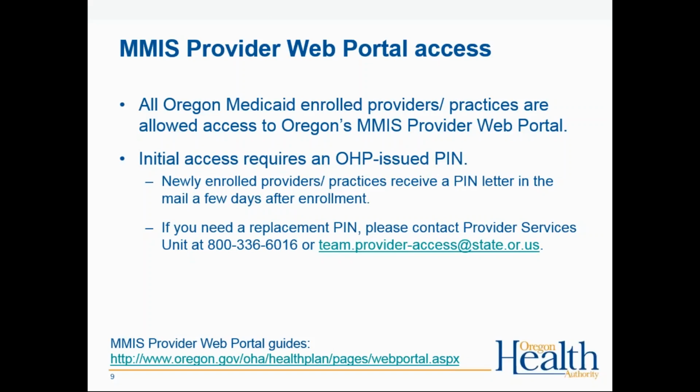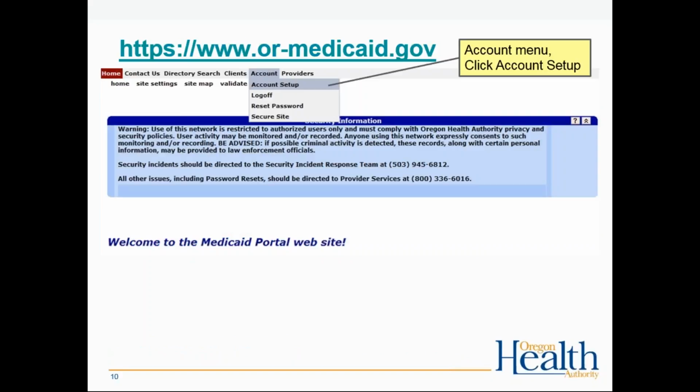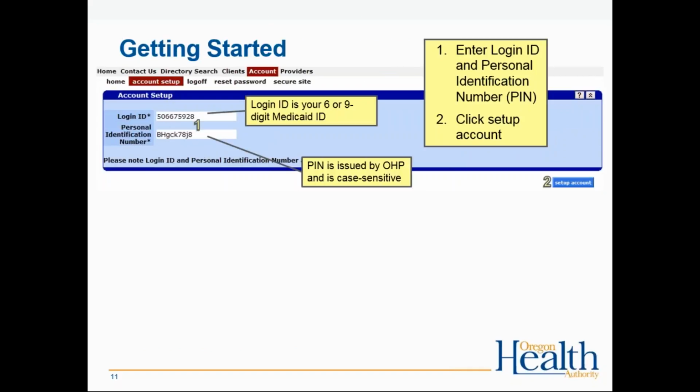And then you'll find our MMIS Provider Web Portal guides on the website. So there's a website at the bottom of the page there. And these screenshots that you're going to look at right here are actually from some of those guides, just so you have an idea of what those guides look like. If you're setting up the account for the first time, you would go under Account and click Account Setup. The login ID is the 6 or 9-digit Medicaid ID, and then the PIN is on that PIN letter that's issued right after enrollment or per request if you've already been enrolled for a long time.